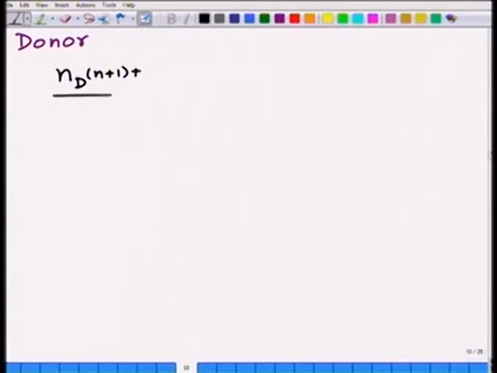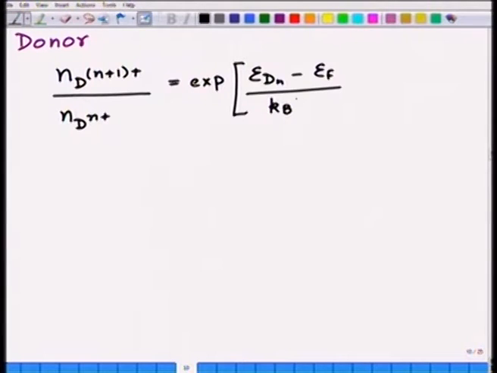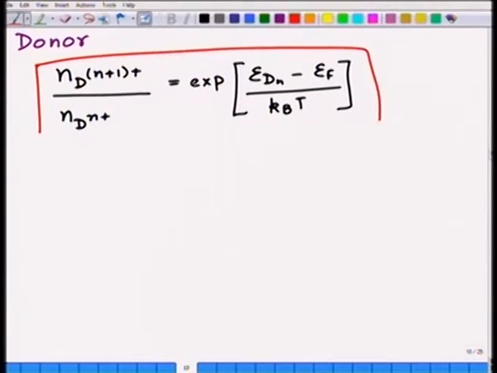state, to the number of D in n plus state, as being equal to the same exponential, which is E D n minus E f by k b T. So there is a number per unit volume in this state and in this state. The ratio of these two is given by this particular expression. That is how the ionization occurs, how much is ionizing, from the ratio between one state and the other state.